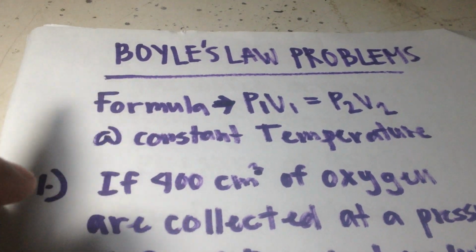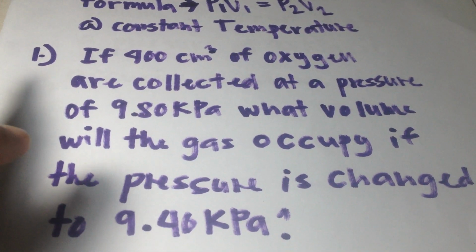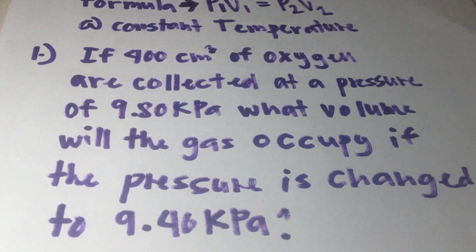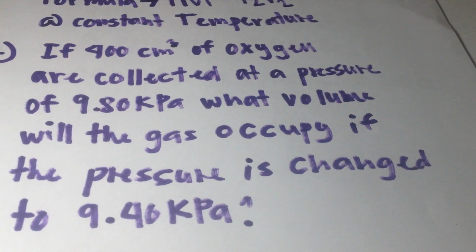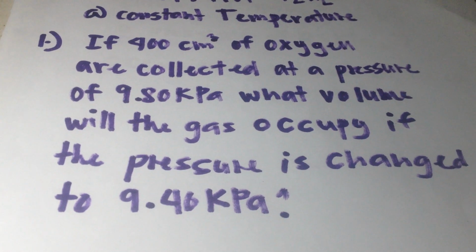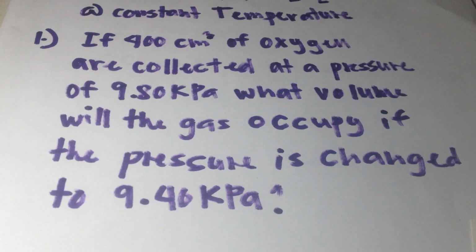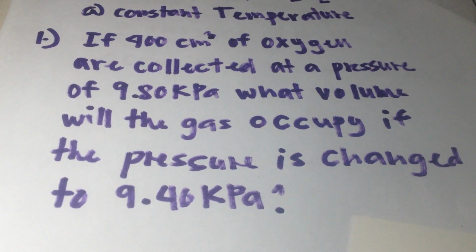So there is a problem in number 1. If 400 cubic centimeters of oxygen are collected at a pressure of 9.80 kilopascal, what volume will the gas occupy if the pressure is changed to 9.40 kilopascal? So we need to solve that. We need to find the final volume.